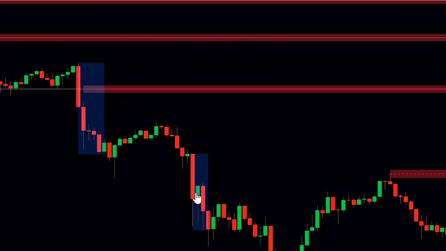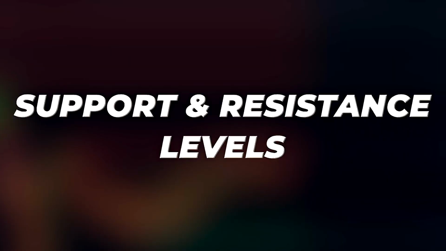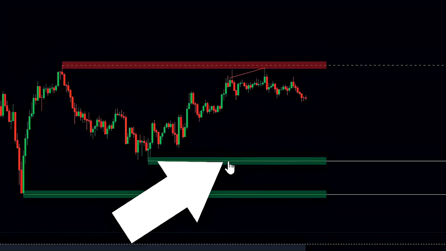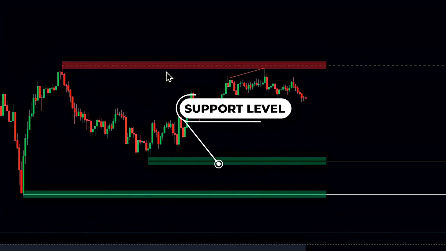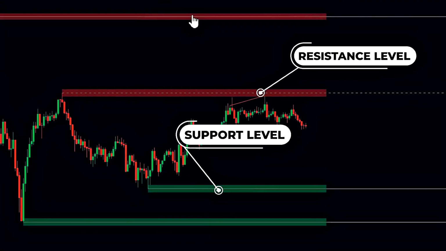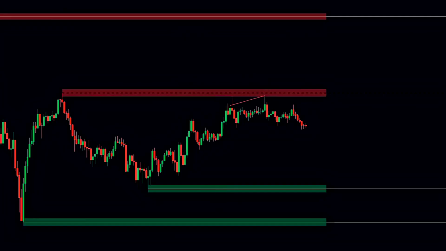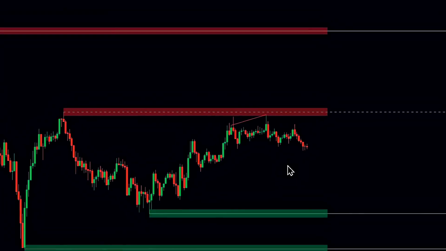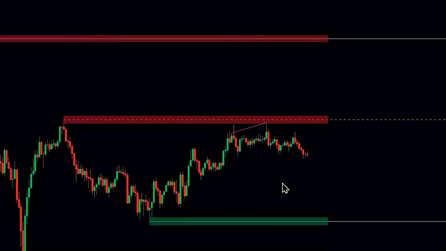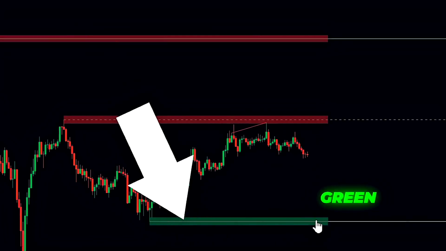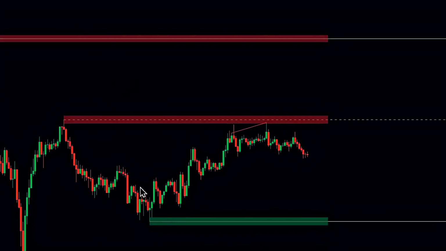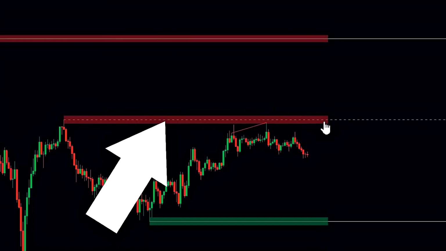Last but definitely not least, we've got support and resistance levels, shown as red and green lines. Green's your support, red's your resistance. This tool's smart. It picks out the key levels based on price pivots. When the price is chilling above a level, you get a green zone for support. If it falls below, a red zone pops up for resistance.